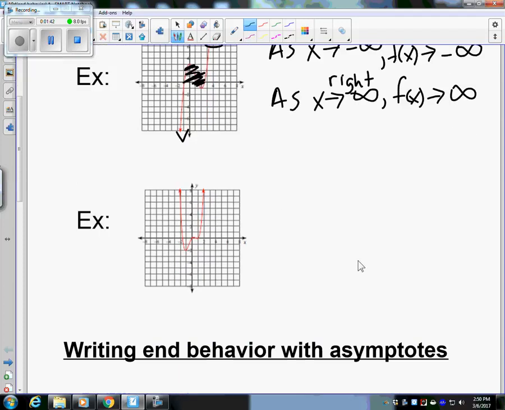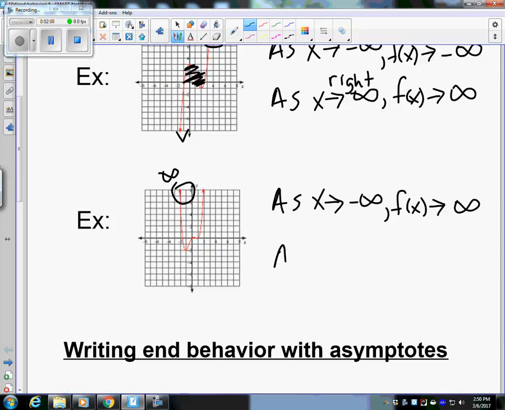So looking at the next example, it's kind of a funky looking W. As x goes to negative infinity, you should be thinking left side of the graph, negative infinity. The x value is going to negative infinity. What's happening to the graph? And hopefully you're saying on the left side of the graph, it is going to positive infinity. That's over here. It's going up to positive infinity.